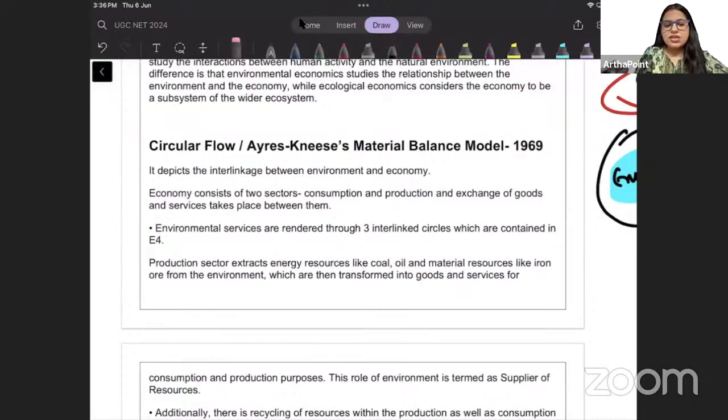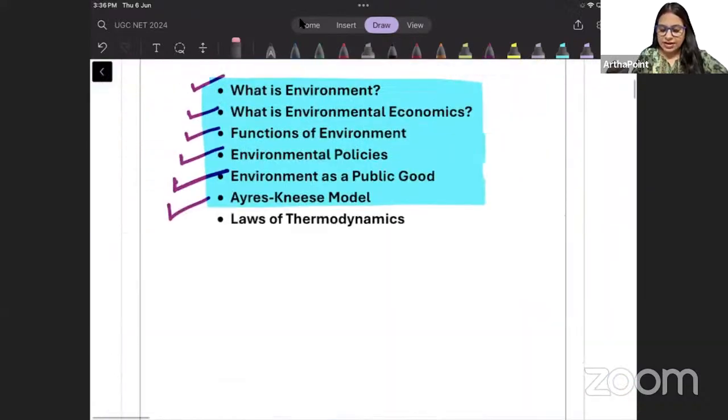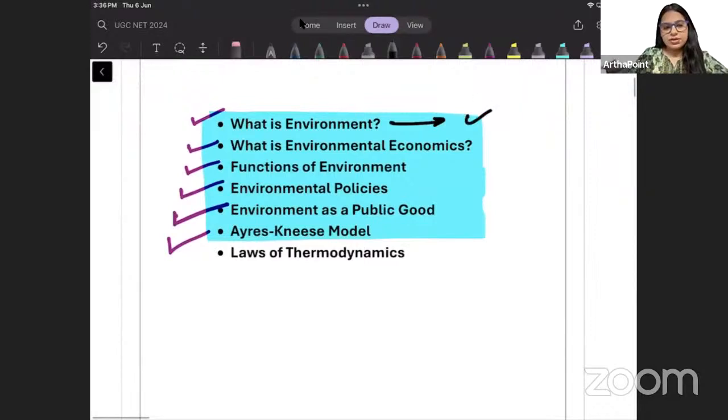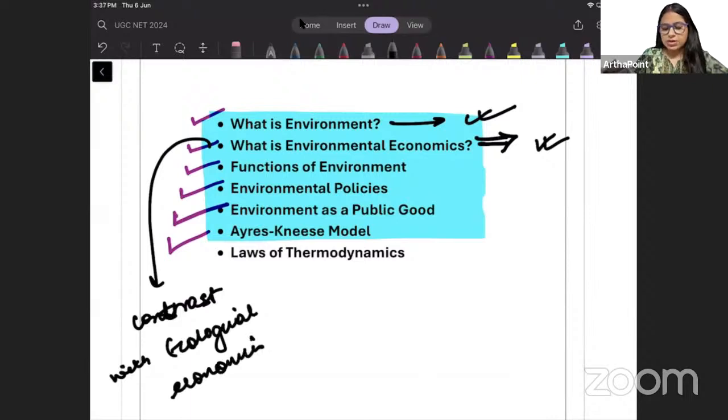In the first class, we had already learned the following. क्या बात की थी बेटा हमने? We had talked about what is environment. We had studied what is environment. We had talked about what is environmental economics. इसी environmental economics को we had contrasted with ecological economics, right beta? So we had tried to study environmental economics और उसी को हमने ecological economics से भी compare किया था.